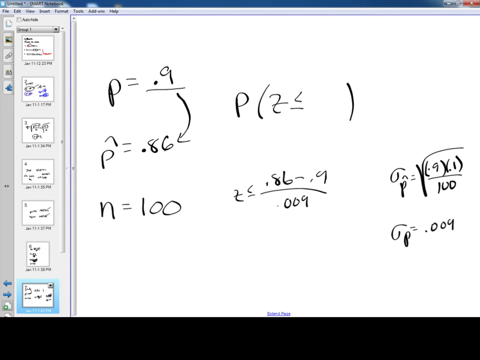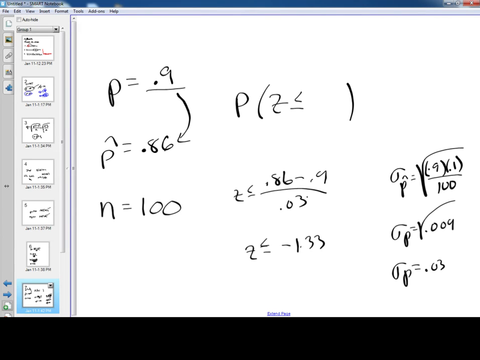So 0.86 minus 0.9. Ah, touche. Touche. 0.03? Thank you. Good looking out. Yeah, 0.03. So what's our z-score then? 1.33. So if I go over my chart, look for a negative 1.33.